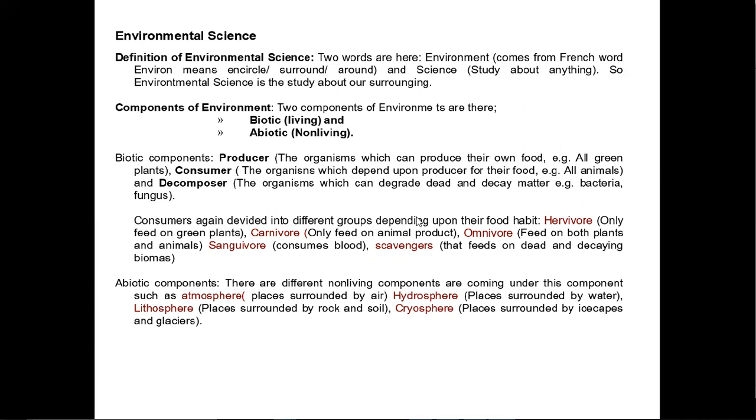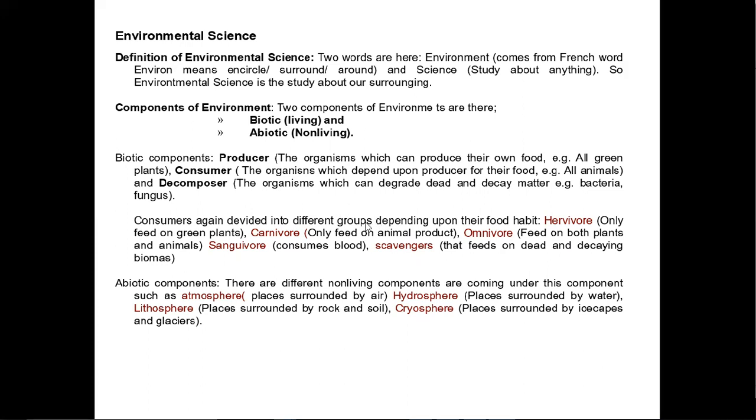The organisms which feed only on green plants are known as herbivores, and the organisms which feed only on animal products like flesh are known as carnivores, and the organisms which feed on both plants and animals are known as omnivores, and the organisms which consume blood are known as sanguivores, and the organisms that feed on dead and decaying biomass are known as scavengers. And this is about the biotic component.